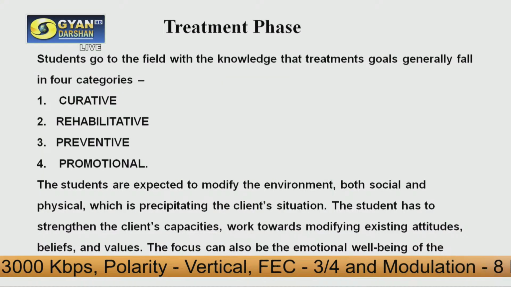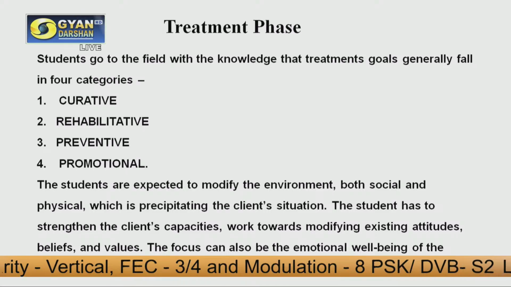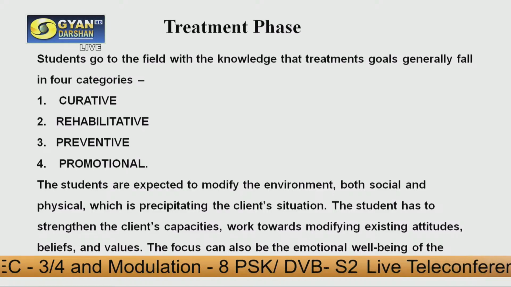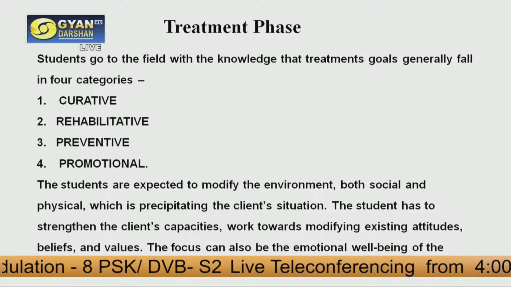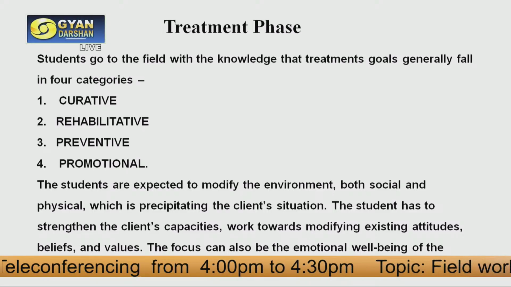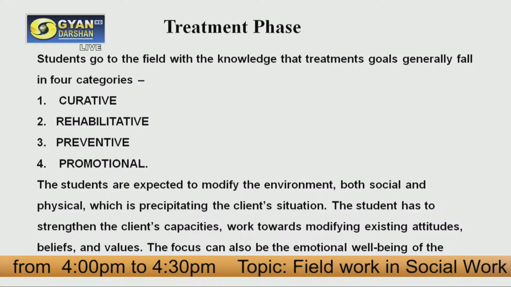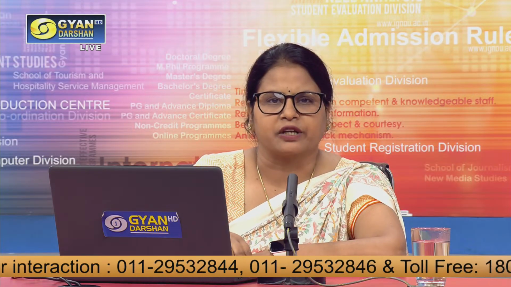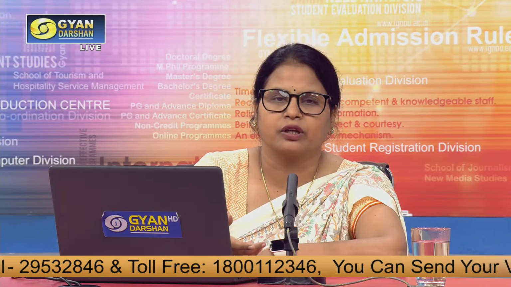Now the treatment phase. Students go to the field with the knowledge that treatment goals generally fall in four categories. For example, treatment is based on four components: curative, rehabilitative, preventive, promotional. Curative means, once we have diagnosed something, for example if it is related to health and we have diagnosed some health-related issue, then we focus on the curative aspect. What can be the curative aspect? For that we try to understand the cure for that particular health issue.